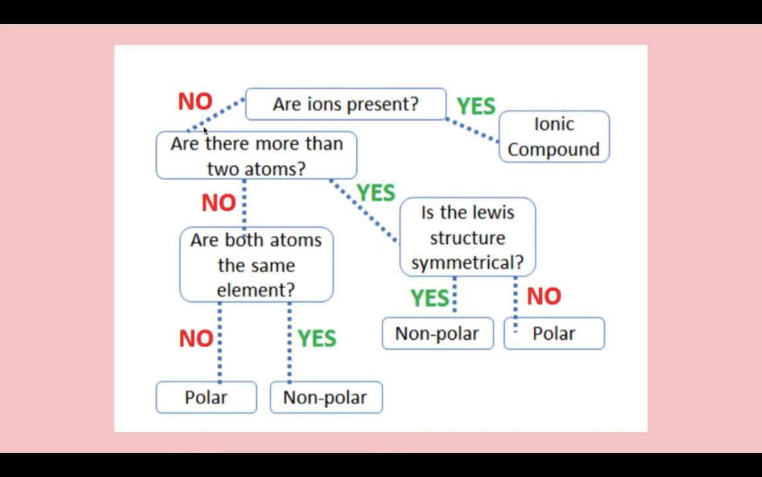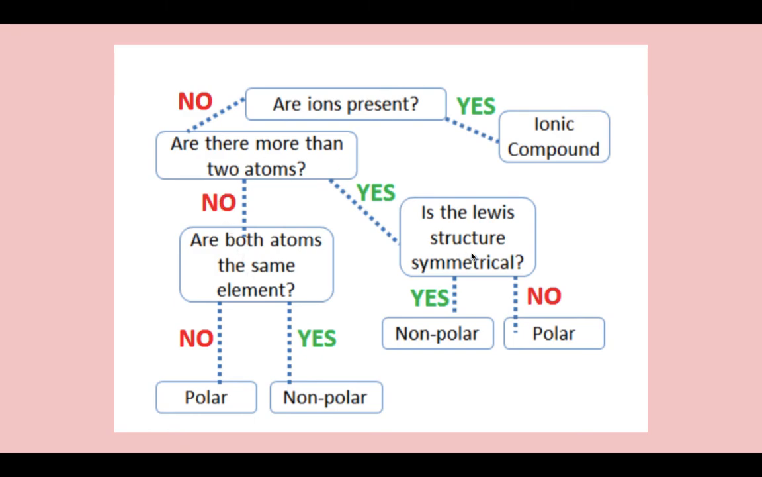If it's a covalent compound, you have to take the journey down the left-hand side. Are there more than two atoms present? If there's three or more, you're going to go this way. If there's only two, then you're going to come down. So two would be H2, Cl2, OH, or NaCl. Those all have two atoms.